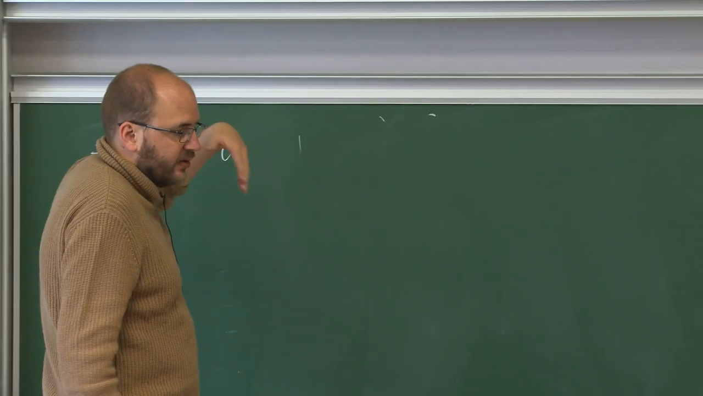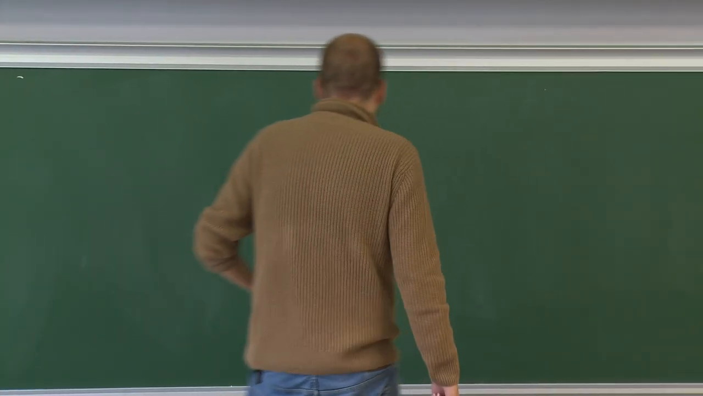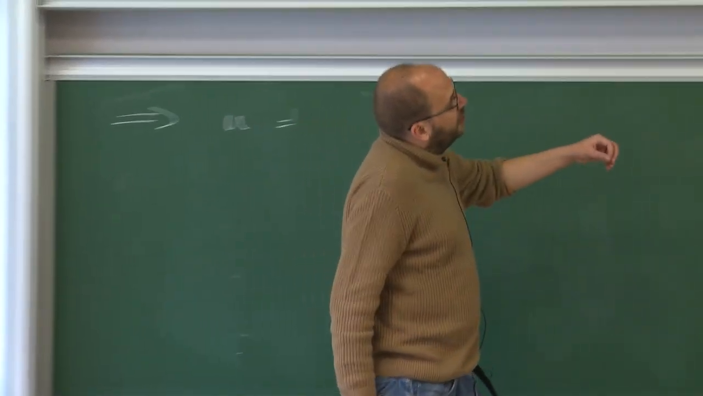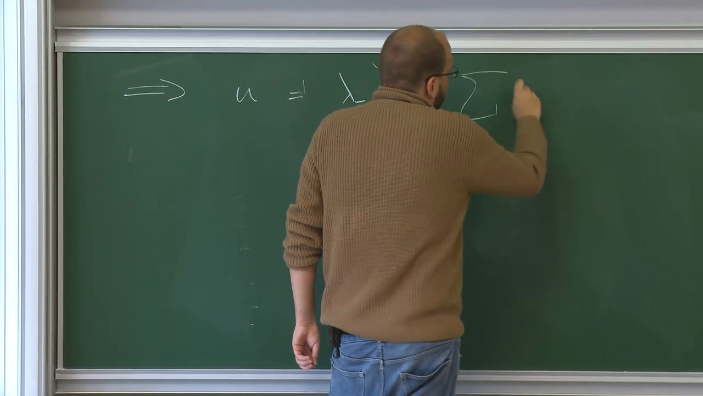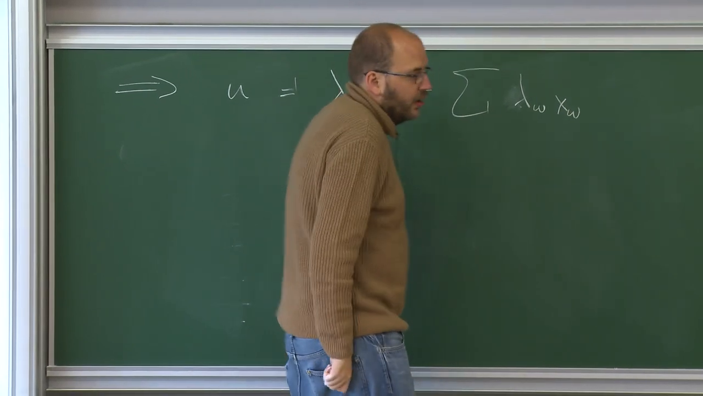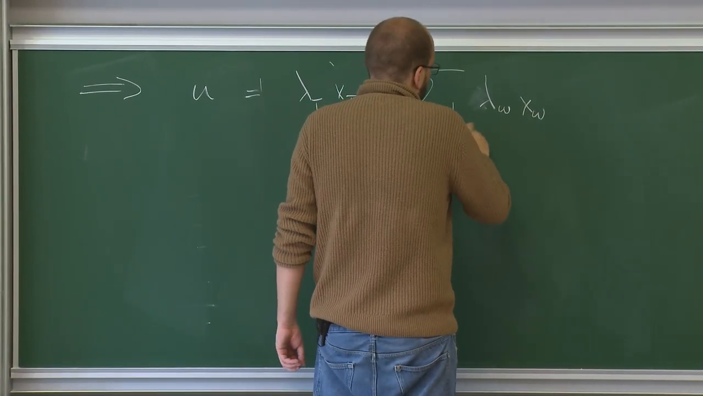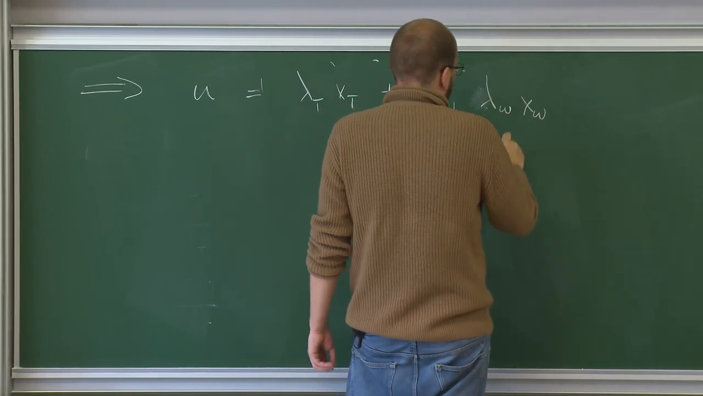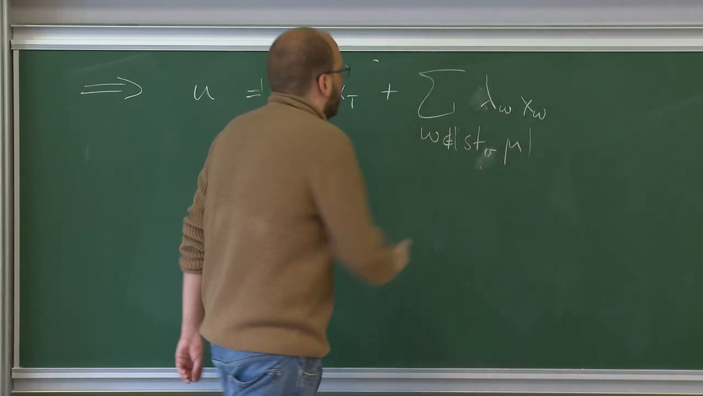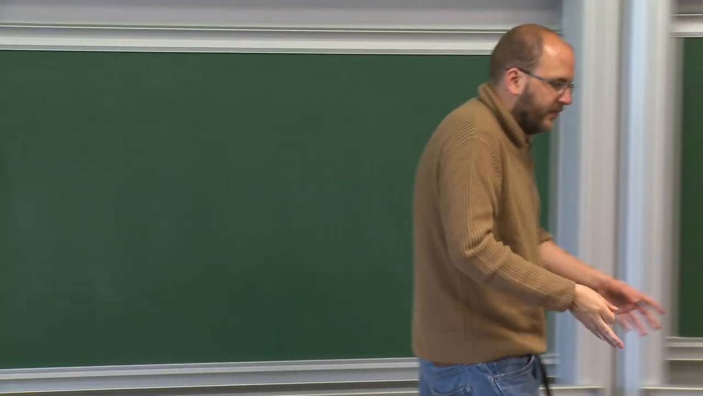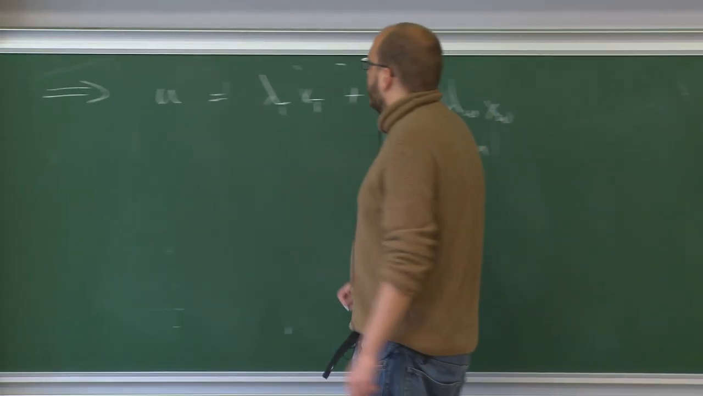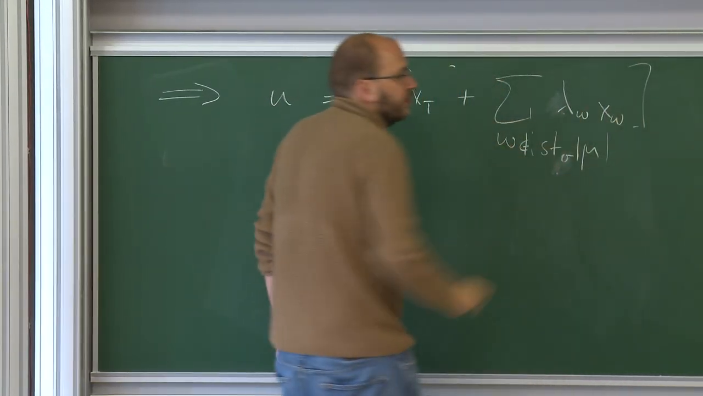In particular, I can write u, an element in B mu, in various ways. I can write it in the following form. I can take the component that pulls back to the link, and this is some coefficient lambda tau times x tau, plus some sum of lambda omega x omega, where these omega are not in the star of sigma in mu. All right, so it's generated by a single monomial in that star, and all the other components come from outside of the star. Or I should say it's a class of this element, but that doesn't matter. I just wrote a specific form.